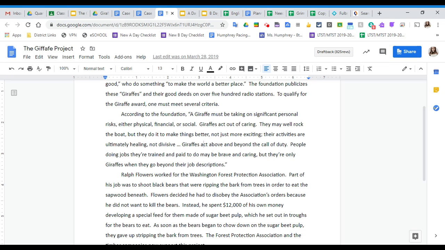Your activities are healing, so bringing people together. It's not divisive. It's not making people angry or separating or against each other. Giraffes are acting above and beyond the call of duty. People doing jobs they're trained and paid to do may be brave and caring, but they're only giraffes when they go beyond their job descriptions. This is key here. So let's talk about that.